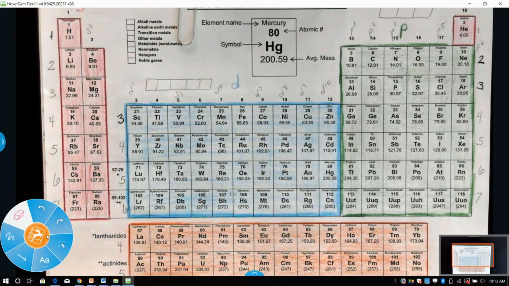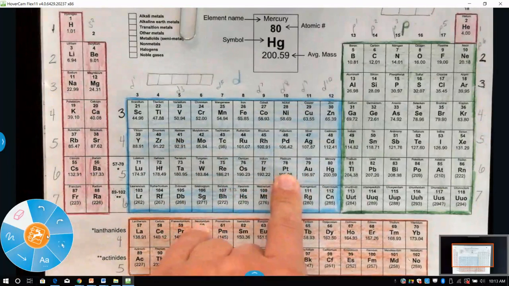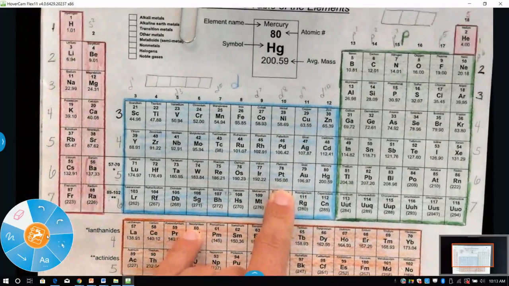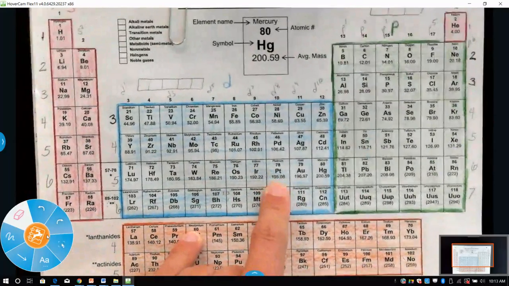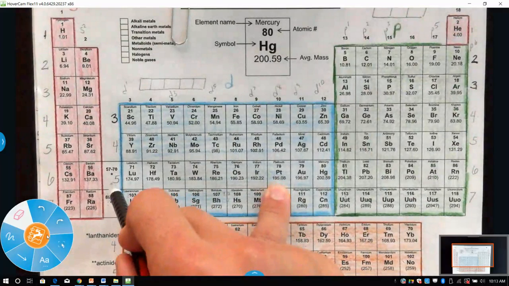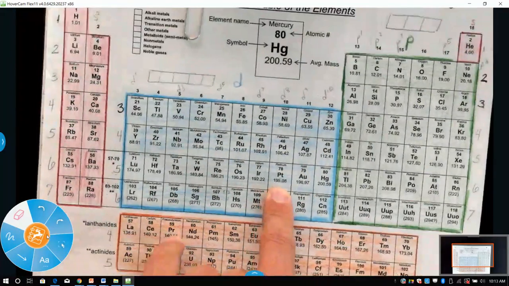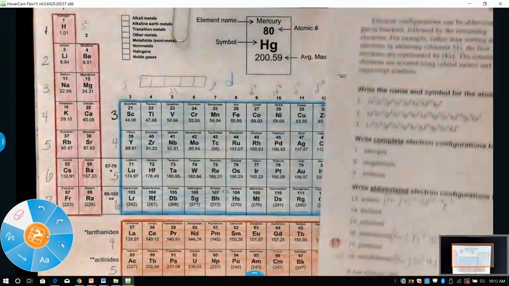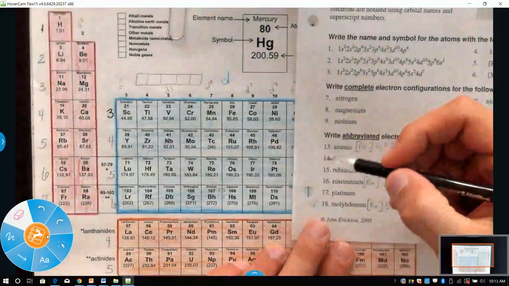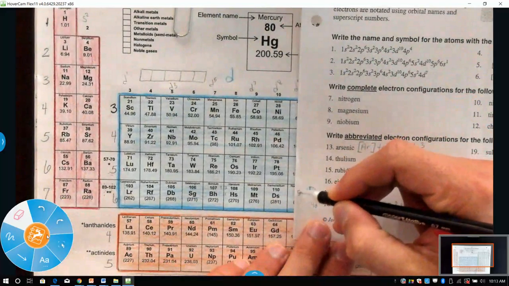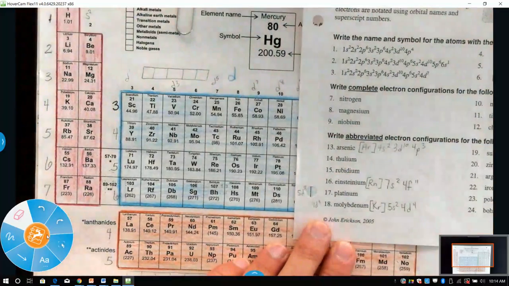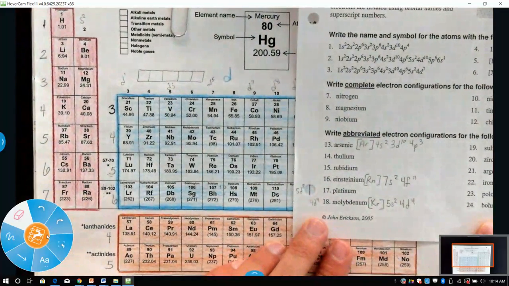Let's take a look at, for example, platinum, number 17 on the homework. Platinum is atomic number 78. So where is this going to finish on the Aufbau diagram? It's going to finish in the 5d: 1, 2, 3, 4, 5, 6, 7, 8. So I'm going to finish at 5d8.